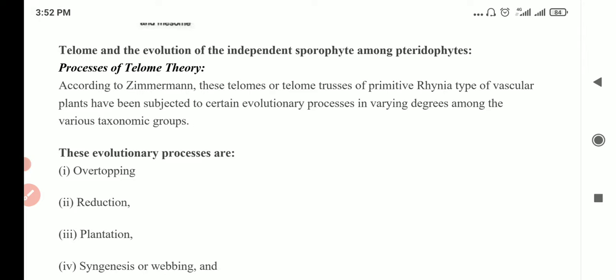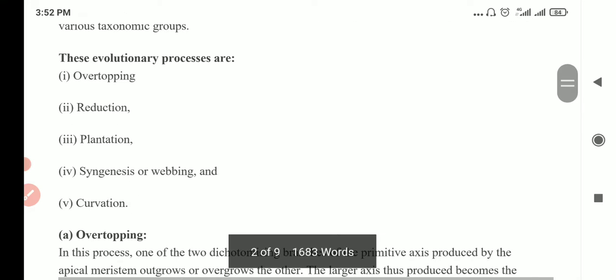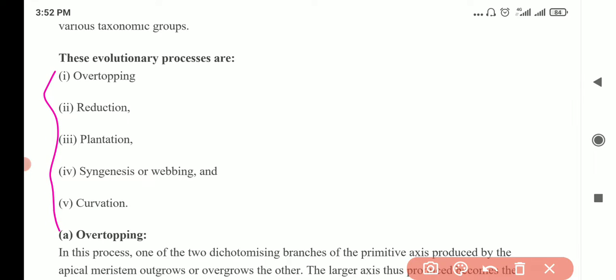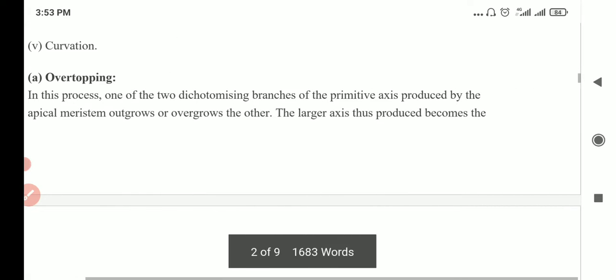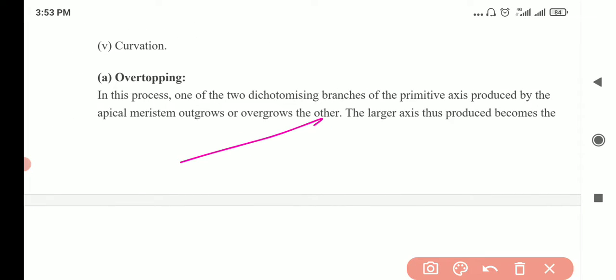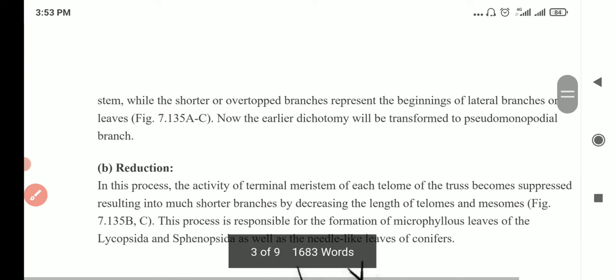Now, let's look at how it happened, okay? Let's look at the process or the procedure. So, the process or the procedure starts from here. These steps are there: overtopping, reduction, planation, syngenesis, curvation. Okay, so let's look in detail. Overtopping means one will outgrow the other. One will outgrow the other means it's like this. This is one axis, this one outgrows, it became even longer. So that is your overtopping.